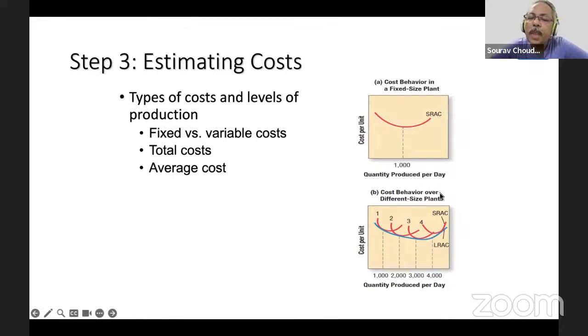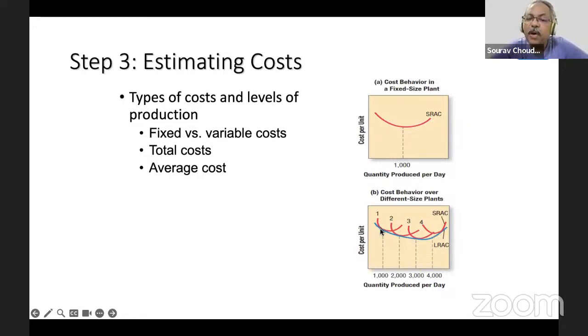Okay. For a cost behavior for a different size plant. If you want to produce 1,000, 2,000, 3,000, 4,000, these are the different sizes of production. So for all individual ones, there is a curve where you have 1,000 as the optimal, which again goes up, which becomes 2,000 as the optimal, then 3,000 as the optimal, then 4,000 as the optimal, and so on and so forth. And there's something called the long run average cost curve.